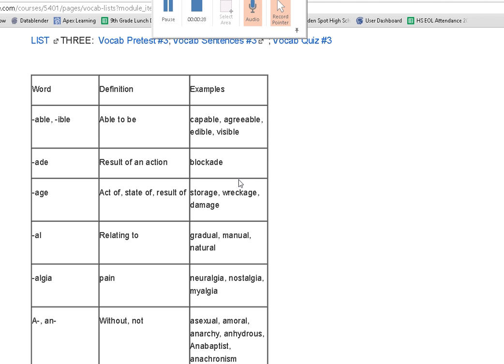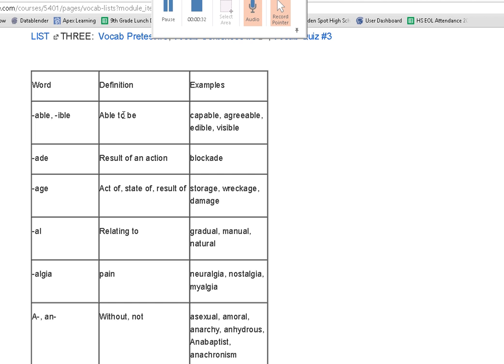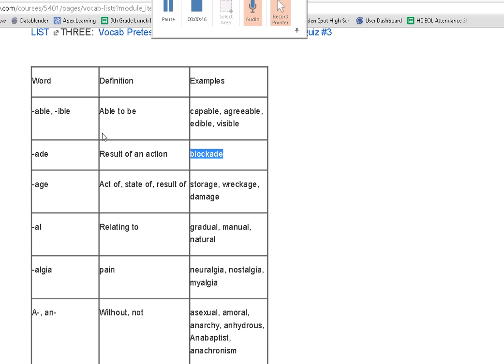used in actual words. So on your quiz, some of the questions will be just definitions, and some of them will be using these prefixes, suffixes, roots in words, and you have to figure out how that word is using that affix. So your first word is able or ible. Suffix means able to be. Like if you are agreeable, you are able to be agreed with easily.